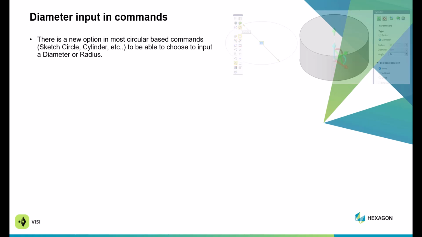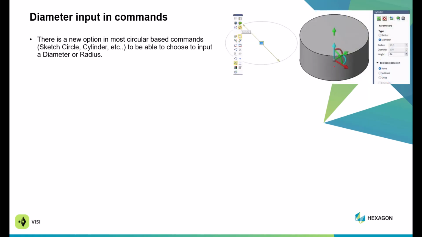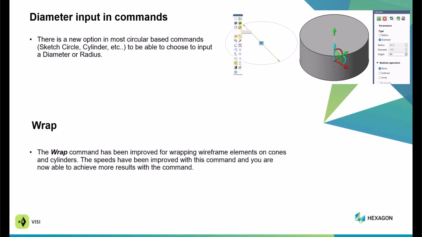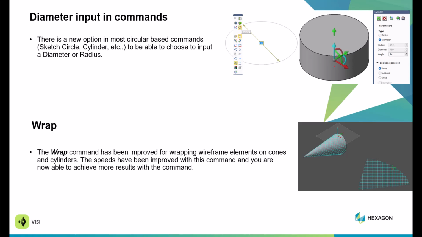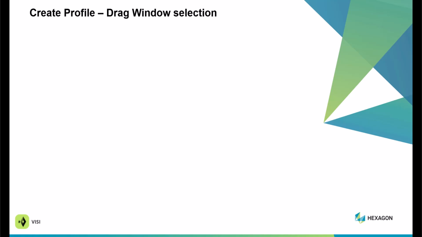So we now have the ability to do a diameter input in the circular commands. This includes sketch, circle, cylinder, so on and so forth. So there's a toggle between these to be able to flip between radius and diameter. And with the wrap command, this has been improved to be able to do a wrap around a cylindrical shape as well as a cone type of shape. So this allows you to achieve more results and cleaner results with the wrap command.